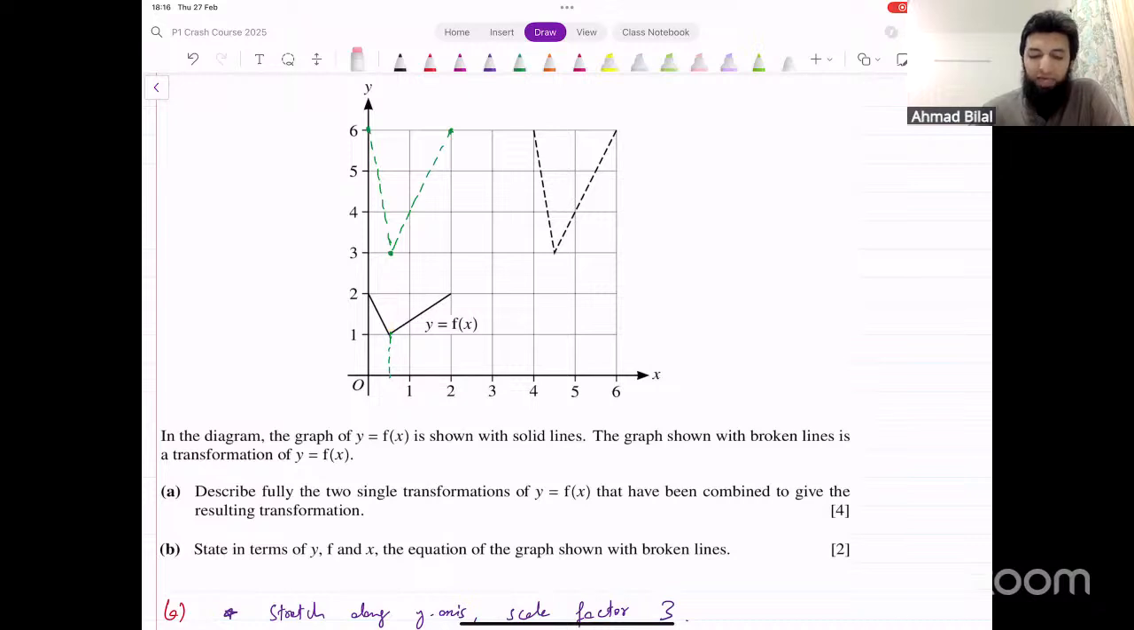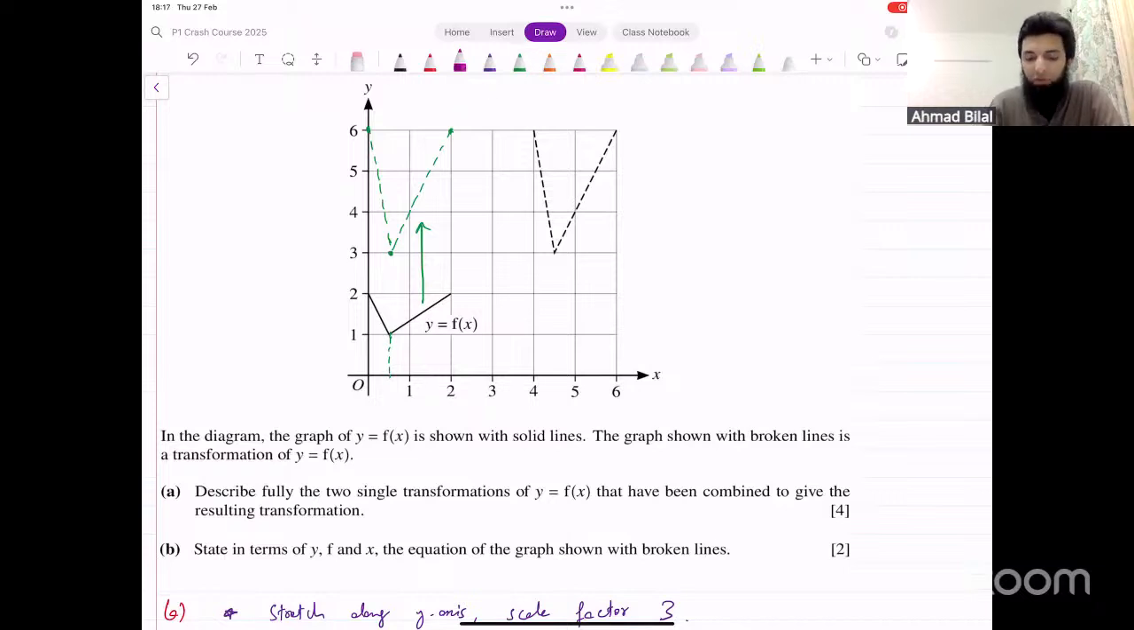Now, once we apply that stretch on this original diagram, it is going to go to this green diagram. How does that happen? This point at 1 goes to 3, 1 multiplied by 3. The point at 2 goes to 6. And this point at 2 also goes to 6. So after we have done the stretch, we already have this green diagram here.